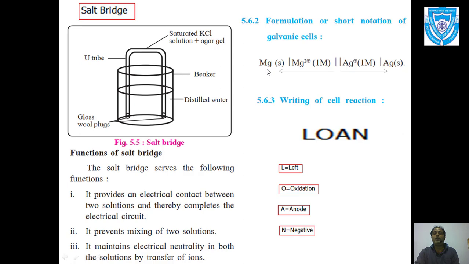When the electrode material is in contact with its ionic solution, that is shown or separated by a single vertical line. That means this single vertical line shows that this magnesium is dipped in its magnesium ionic solution. Similarly, this Ag is dipped in Ag's ionic solution, and that is separated by this single vertical line. That single vertical line indicates that these are the electrodes, and they are dipped in their ionic solution.